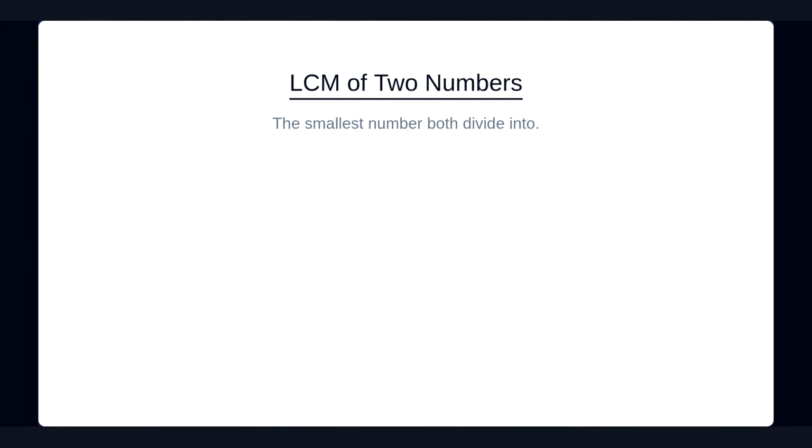The least common multiple of two numbers is the smallest number that both of them divide into evenly. For 4 and 6, it is 12, since 12 is the first number that appears in both times tables. There is a lovely shortcut. The least common multiple is just the product of the two numbers divided by their greatest common divisor.